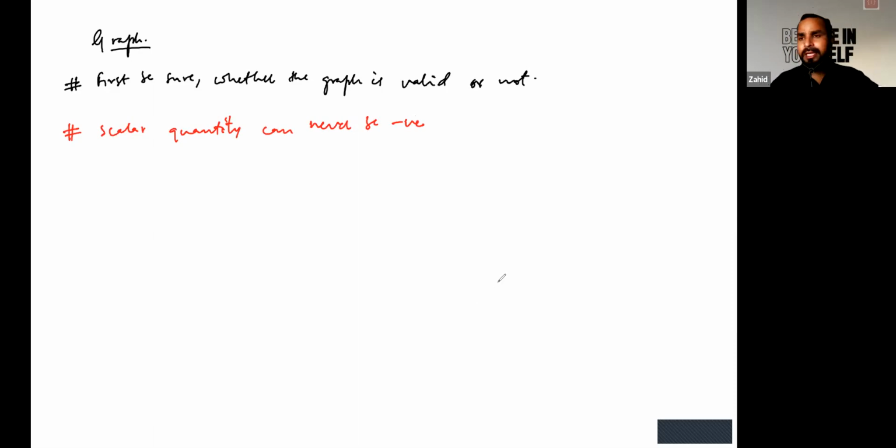Similarly, time can never be negative. Suppose this is your time and this is your displacement, and a curve is going this way. Whether this particular curve is possible or not, you say no. Time from this point to this point shown in this curve is negative, but time is a scalar quantity which can never be negative. So this graph is not valid.